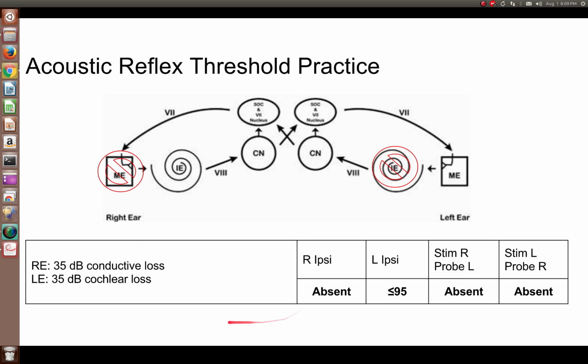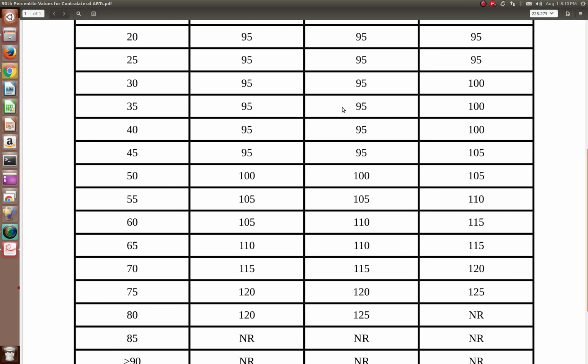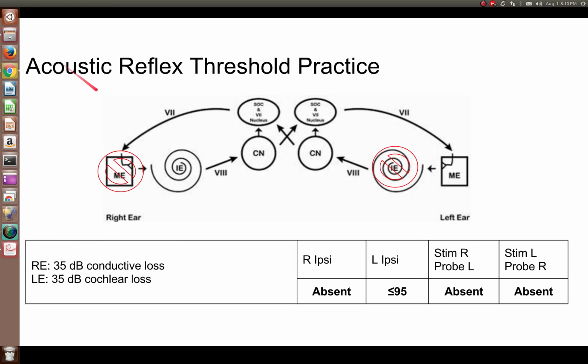Let's look at these other guys. Left cochlear loss. Starting over here in the left middle ear, going to the left cochlear nucleus, left SOC, left facial nerve, back to the left middle ear. The reason we have that as totally normal is because the magnitude of the loss for the cochlear loss is only 35 dB. Just as a reminder, we go back to our little table here, 35 dB, 95 or less. 95 or less. So we are good there. That's totally normal.